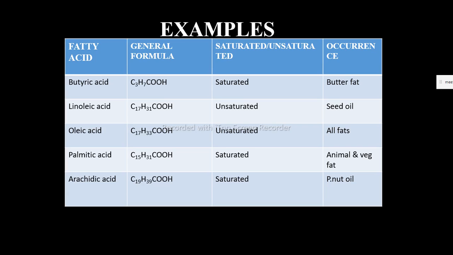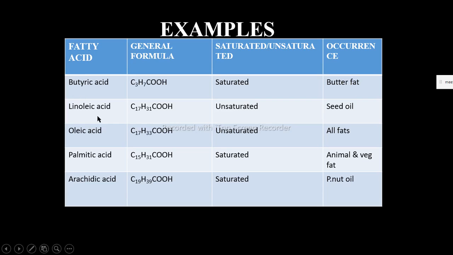Examples of fatty acids and their occurrence: you have butyric acid. This one is just C3 and then COOH. Butyric means four, so it has four carbons, and it is saturated, and you find it in butterfat.